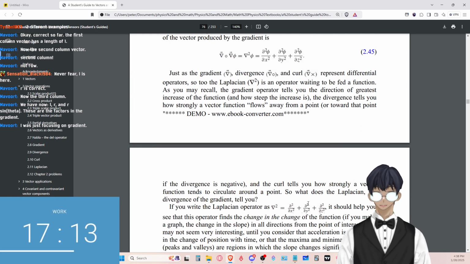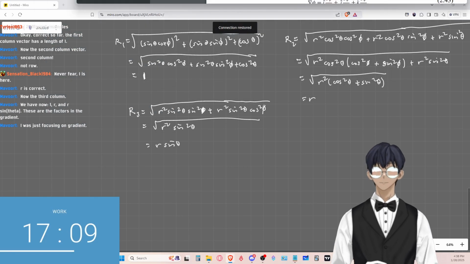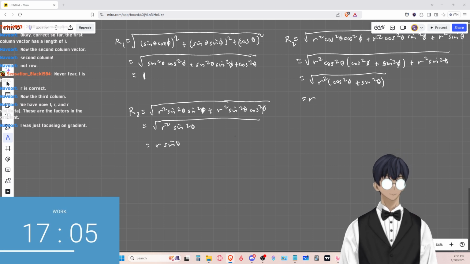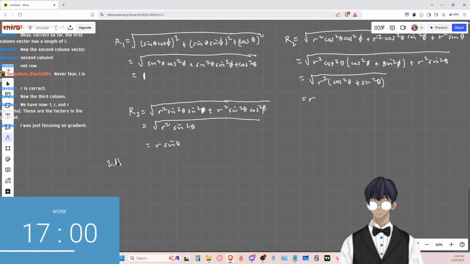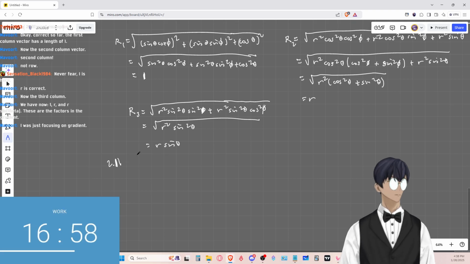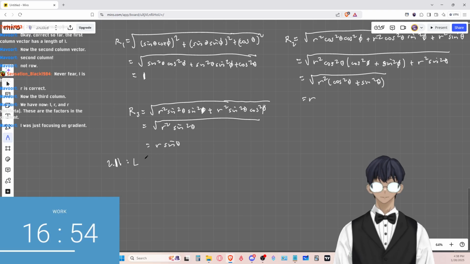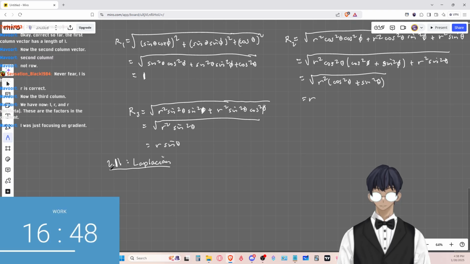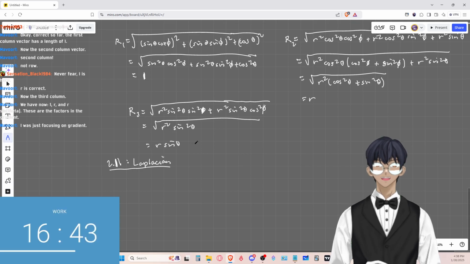Alright. Okay, we got the Laplacian. So I'll just drag this back up here so I can take more notes. 2.11. Hopefully you guys are enjoying the math, and maybe a little bit of the physics. There was a little bit of physics in that analogy, actually.